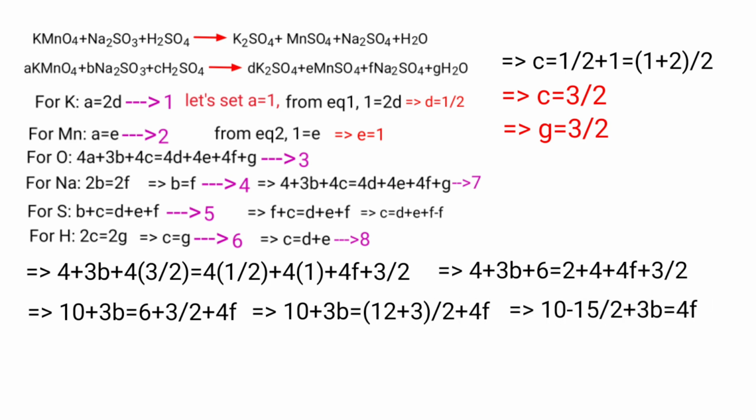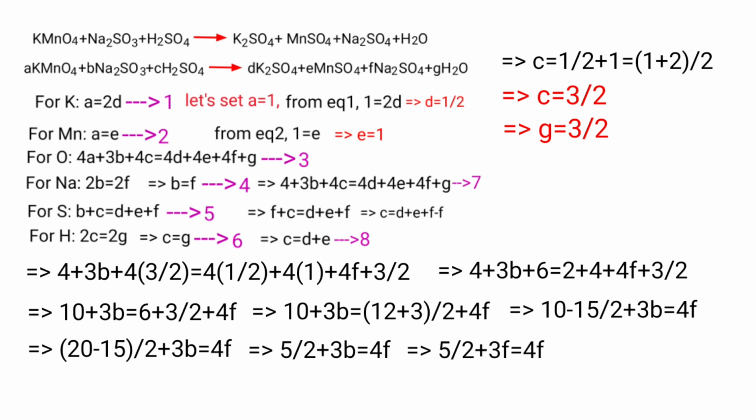Then 10 minus 15 by 2 plus 3B is equal to 4F. Then 20 minus 15 by 2 plus 3B is equal to 4F. So 5 by 2 plus 3B is equal to 4F. From equation 4, B is equal to F. So 5 by 2 plus 3F is equal to 4F. So 4F minus 3F is equal to 5 by 2. So F is equal to 5 by 2.